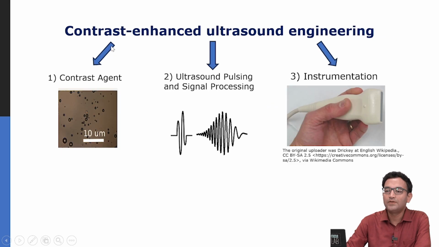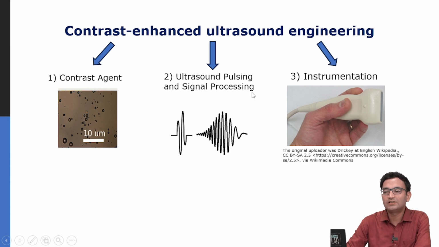So now, if we talk about the field of contrast enhanced ultrasound engineering, making this happen, there are three different aspects to it. The first aspect is the contrast agent. You need to engineer the contrast agent itself. What kind of lipid would you use? What would be the size of the microbubbles? What kind of gas? How you would stabilize the microbubbles, etc. And also understanding the chemical engineering aspect of microbubble engineering.